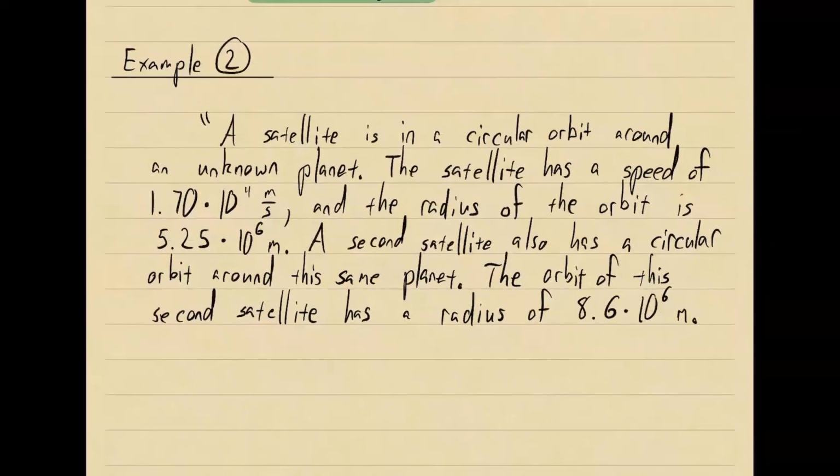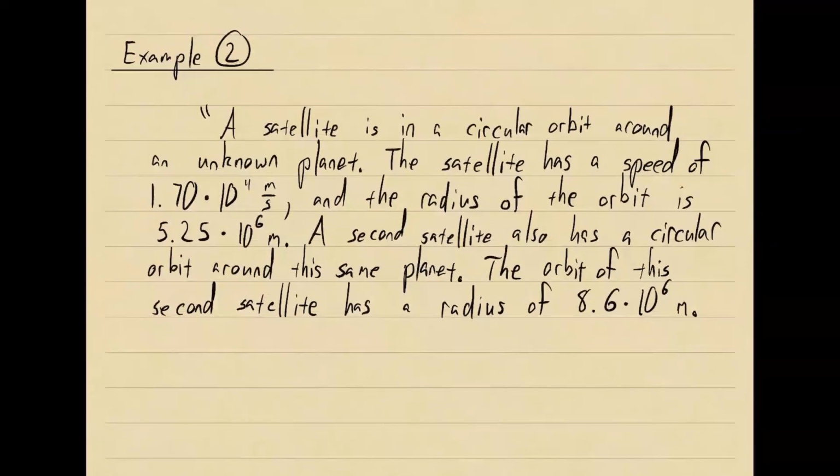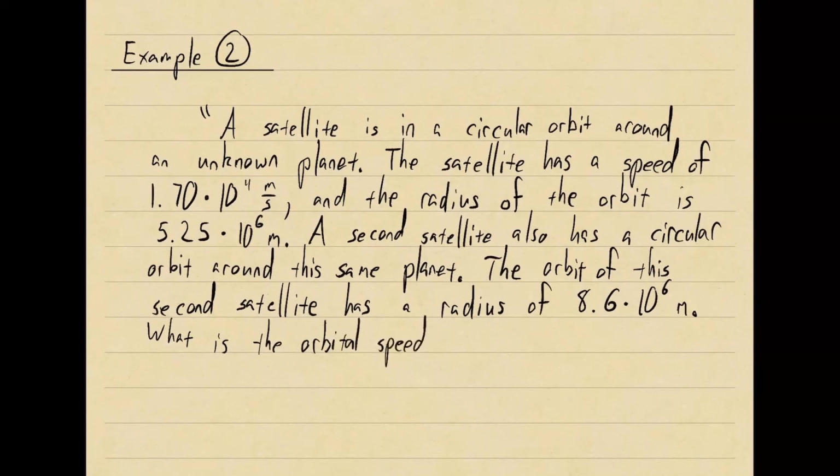So the problem is asking, what is the orbital speed of the second satellite?